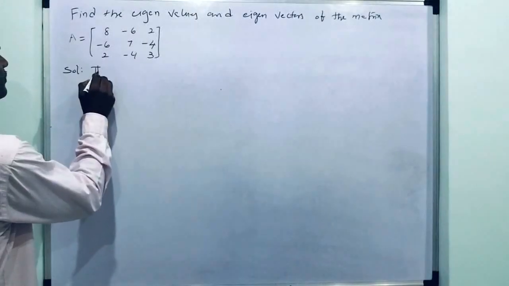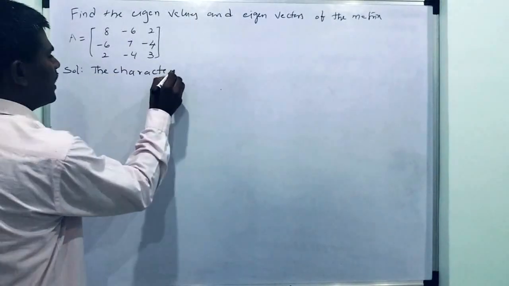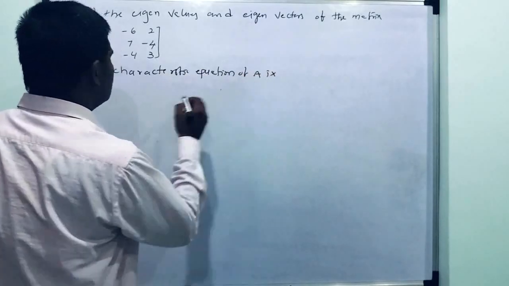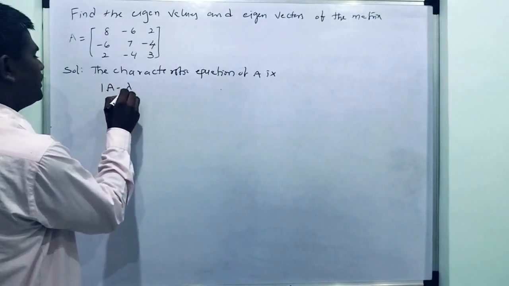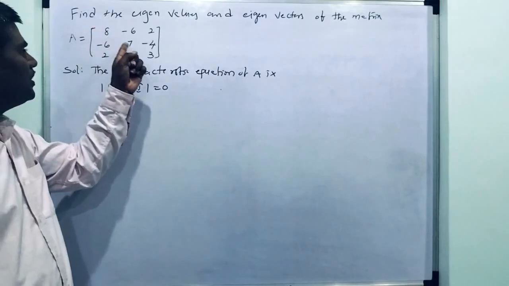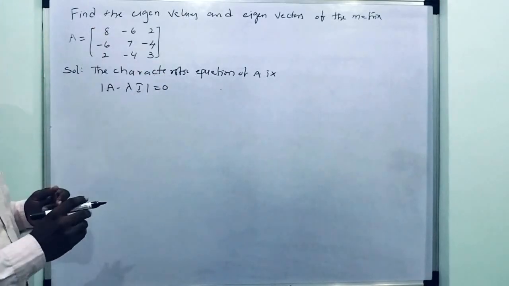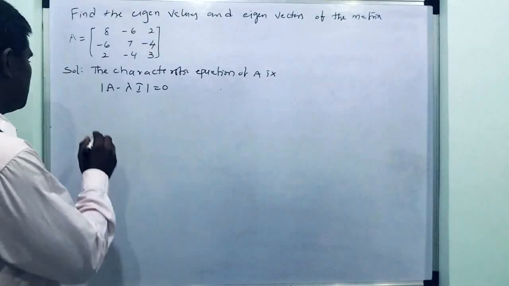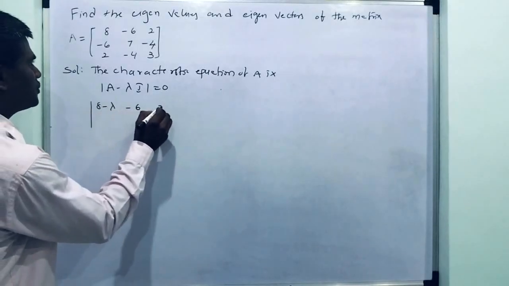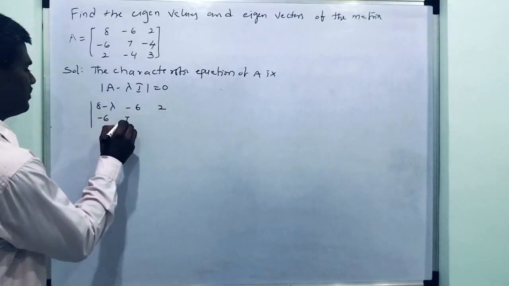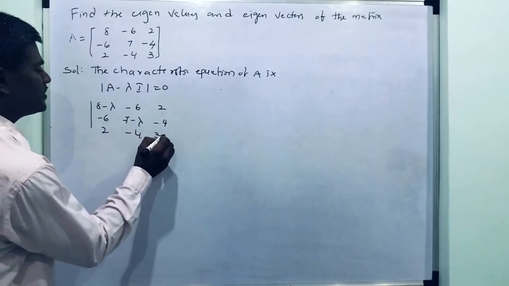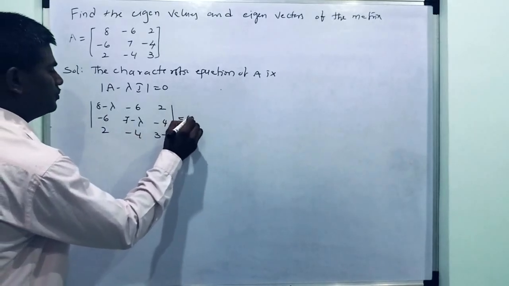The characteristic equation of A is determinant of A minus lambda I equal to 0. That means you have to subtract lambda from the diagonal and find the determinant of that matrix. That means determinant of 8 minus lambda, minus 6, 2, minus 6, 7 minus lambda, minus 4, 2, minus 4, 3 minus lambda equal to 0.